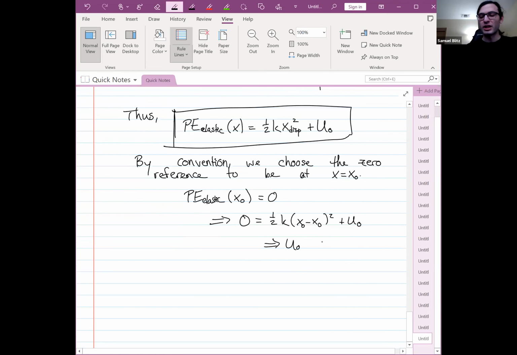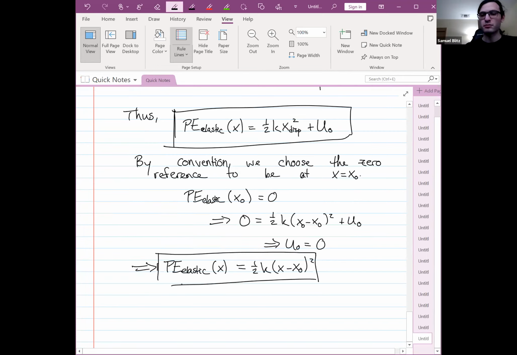So by choosing the reference point, the zero of potential energy, at x naught, this implies that u naught is zero. So that gives us that the potential energy, by convention, due to the elastic force, assuming everything's in the x direction, is 1/2 k times x minus x naught squared. And that is where we will end today.